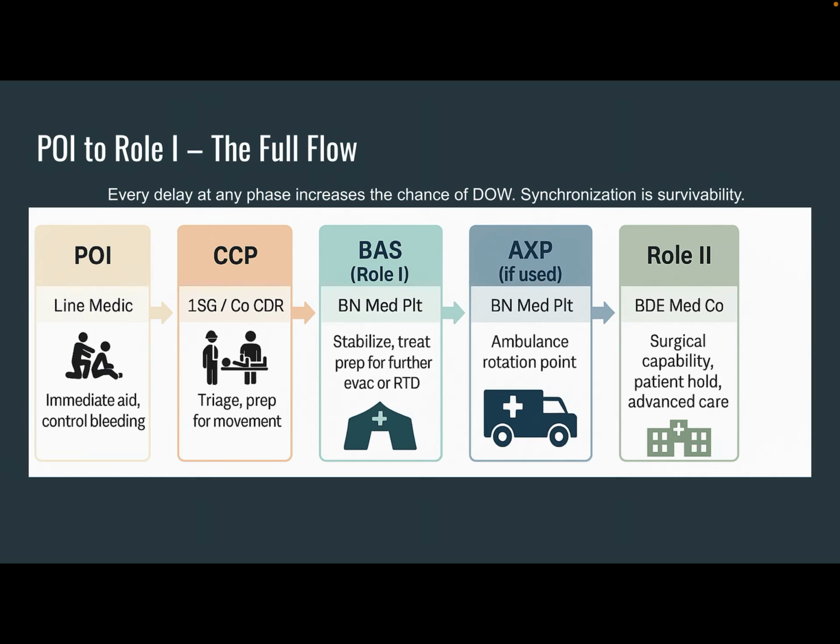So the doctrinal casualty flow is point of injury to the casualty collection point to evacuation asset, the FLAs, or in a mass casualty situation, CASEVAC, to the battalion aid station, and then to an AXP, and then to Role 2. One of the big misconceptions is that an AXP happens between the point of injury and the BAS. That is not correct. The first AXP occurs after the BAS. AXP is specifically for medical assets, so it's ambulance to ambulance, not CASEVAC to ambulance. That would occur at a CCP or directly at the BAS if a CASEVAC is bringing patients to the BAS.